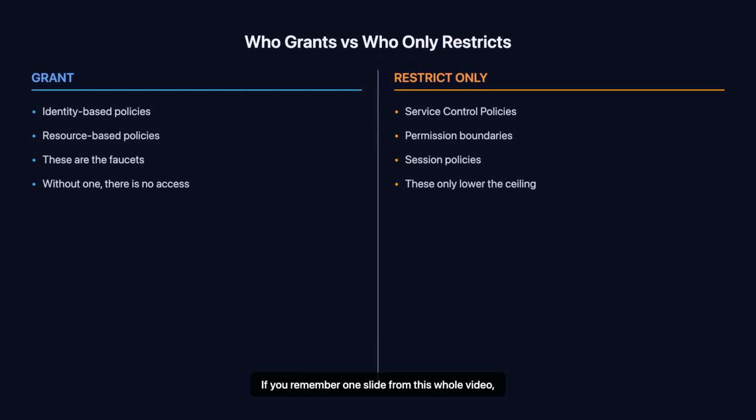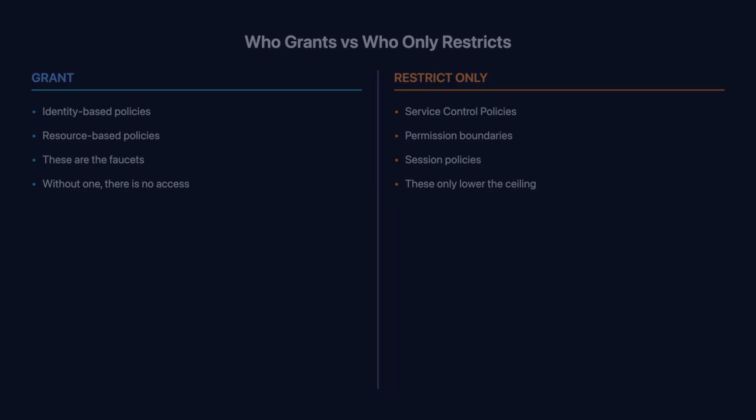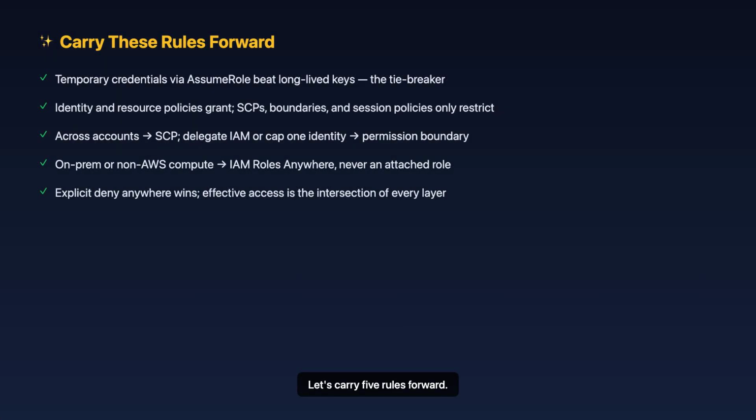If you remember one slide from this whole video, make it this one. On the left, the things that grant: identity-based policies and resource-based policies, these are your faucets. And without at least one of them, there is no access at all. On the right, the things that only restrict: service control policies, permission boundaries, and session policies. These never add a drop. They only lower the ceiling. When a scenario implies an SCP or a boundary is giving someone access, that answer is wrong. Full stop.